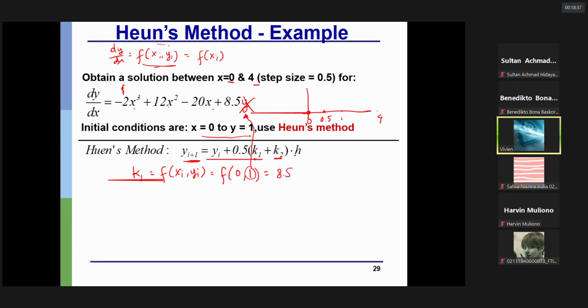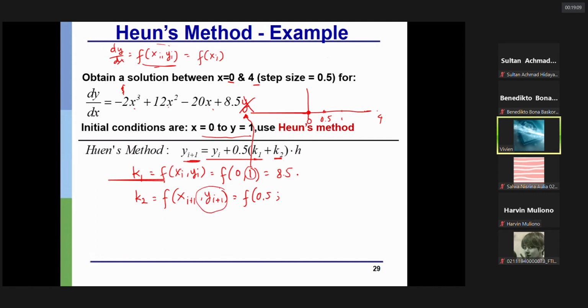Now we calculate k2, in which k2 here is the slope calculated at point xi plus 1. So we use xi plus 1 and the corresponding value of yi plus 1. When we insert the value here, that will be 0.5. And we have the value of yi plus 1. Now, in this case, we don't need y. But what if we have a y variable here? Then we have to calculate this one first.